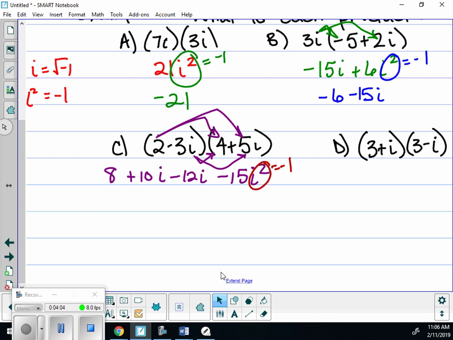i squared equals -1. So I have 8. -15 times -1 is +15. So really I have 8 plus 15. Then I have a 10i. Subtract 12i. 10 subtract 12 is -2. So 23 minus 2i is my answer.